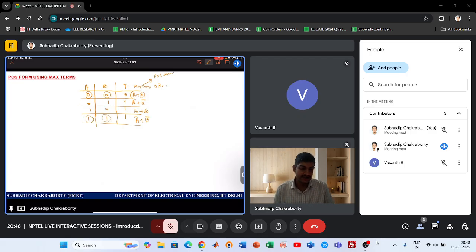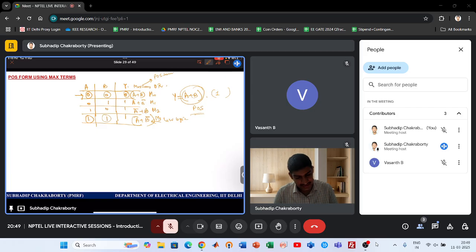So in product of sum terms, or in max terms, the sum terms need to be encoded with the low logic. So if a is high, then it is a bar. Now this is denoted as M0, M1 capital, and whenever the output is 0, you mark that. So it is a plus b. Same y becomes a plus b in the POS, but there is only one term, so there is no other term to get the product with. So just one product of sum terms.